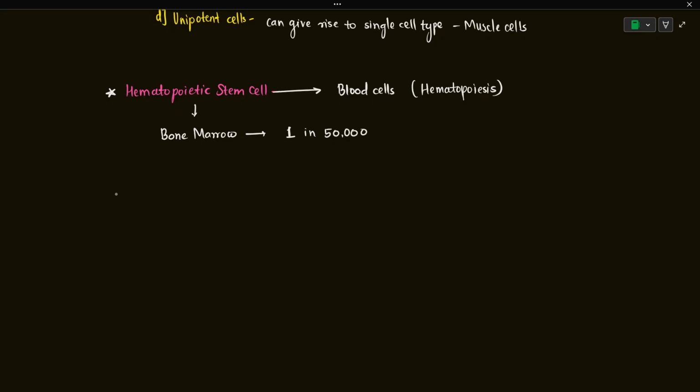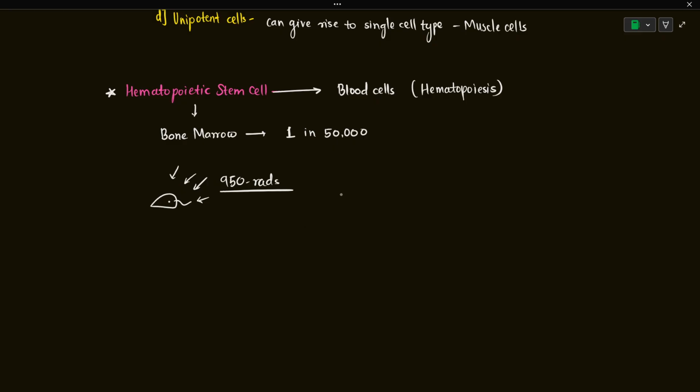This was proved using mice. Let's say a mouse is exposed to radiation, let's say 950 rads of X-rays. If we expose this mouse to X-rays, all of the hematopoietic stem cells in the bone marrow are going to get killed. So this mouse will eventually die due to a lack of formation of new blood cells.